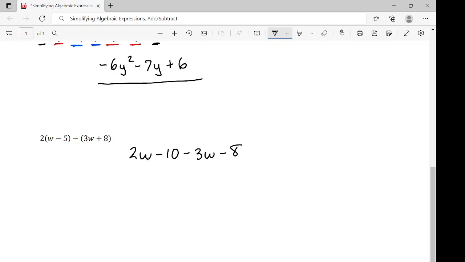And again, I see 2w and negative 3w are alike, so 2 minus 3 is going to be a negative 1w, or just a negative w. And then negative 10 and negative 8 combined together give us negative 18. And this is a simplified version of this expression.